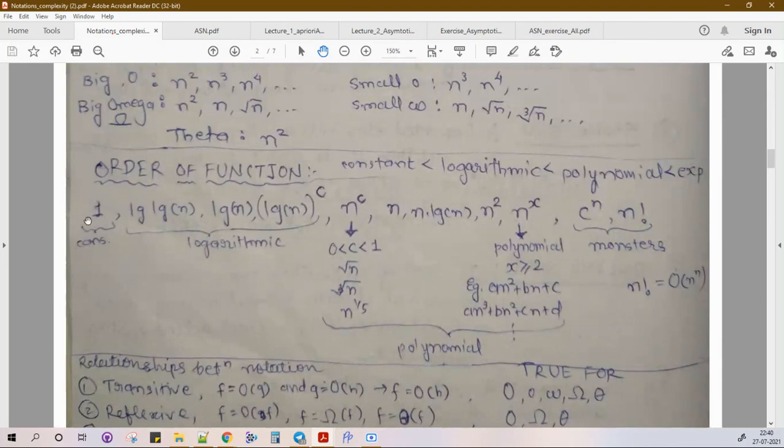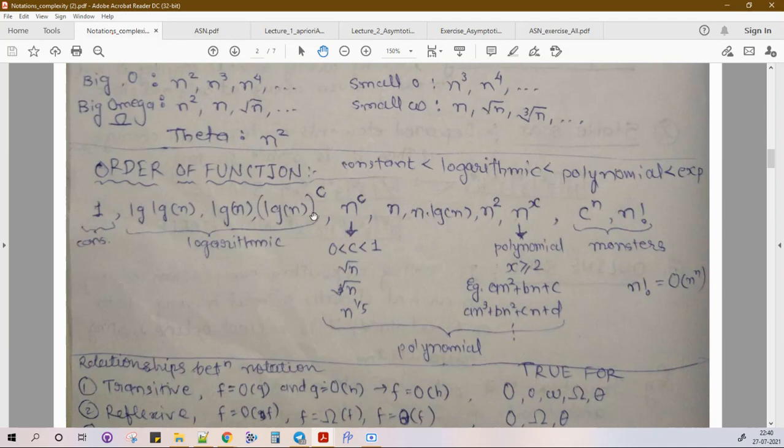In the order of functions, the first one is always good: constant time. Whatever the value of input, it will take constant time. Let's say your program is just returning the first element of an array. The array can be of size 1, size 10, or size 10 crore. It will take just 1 millisecond or 1 nanosecond, constant time, just because it only needs to give the first element of the array. So it is constant time.